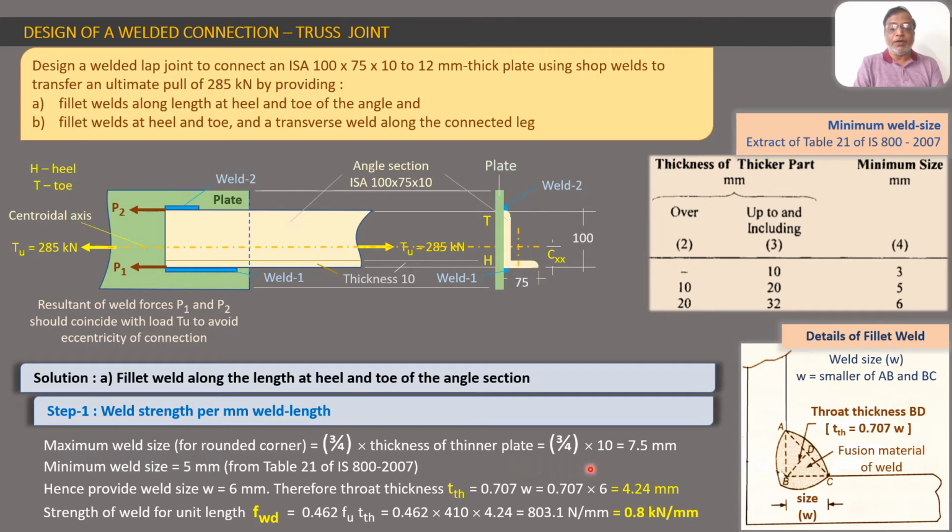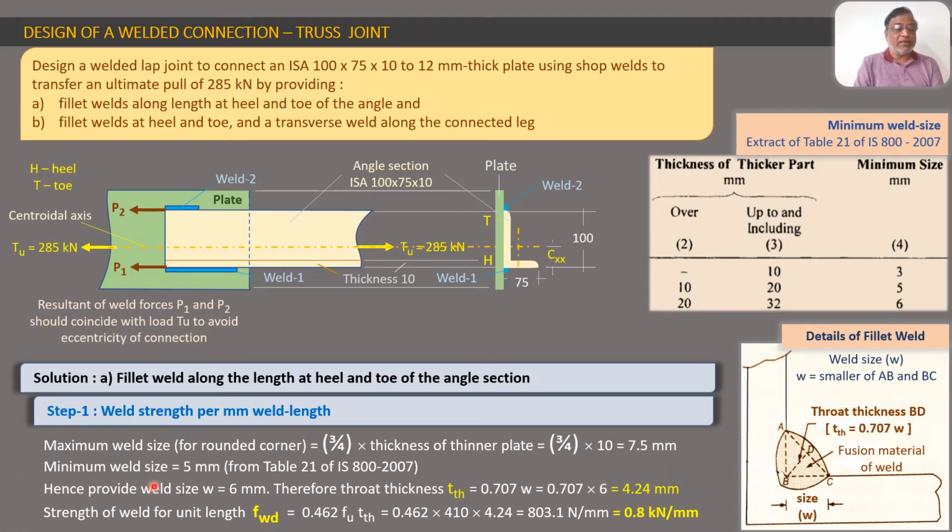That is 3/4 into 10. So the thinner plate is 10. Thinner plate means, out of this plate of 12 mm thickness and the angle of 10 mm thickness, the thinner of the two is 10 mm. So you get 3/4 of 10, that is 7.5 mm. So your weld size should be a maximum of 7.5 mm.